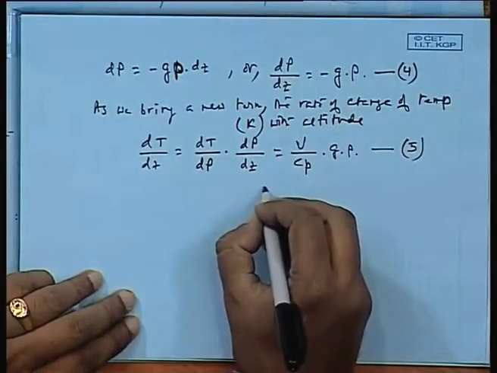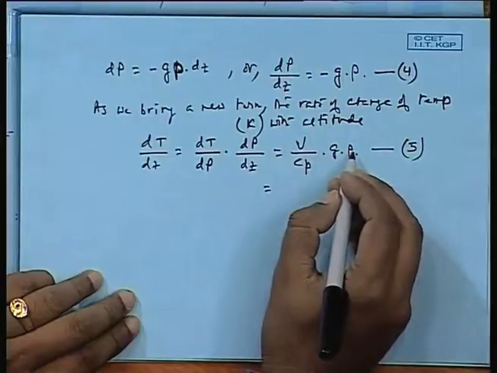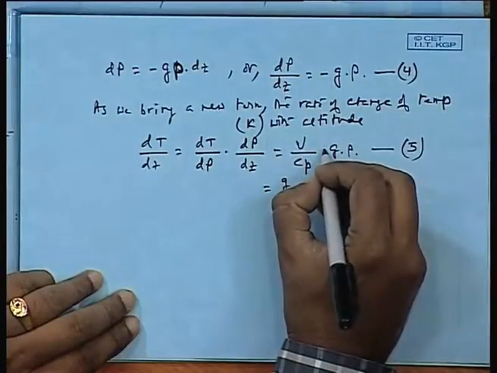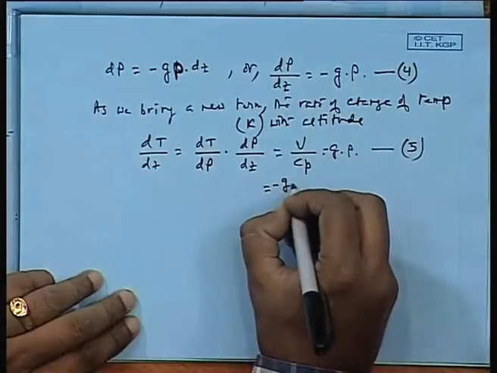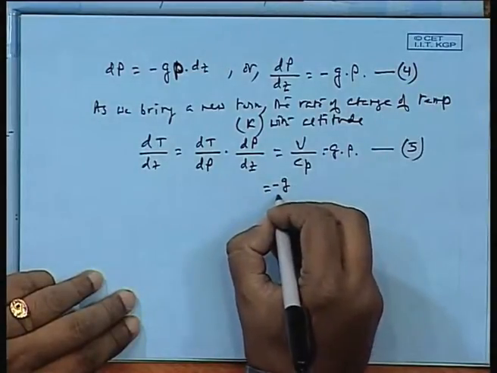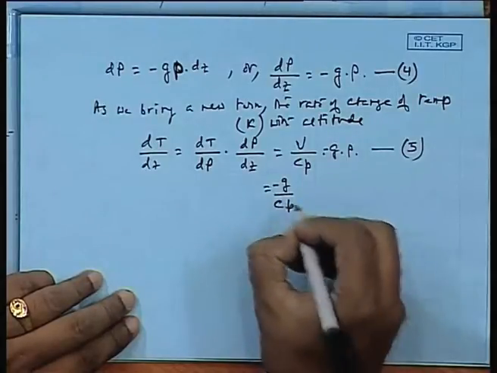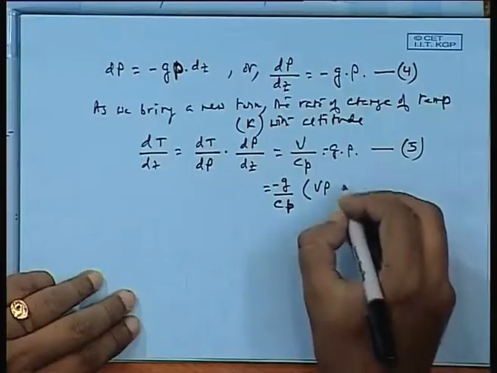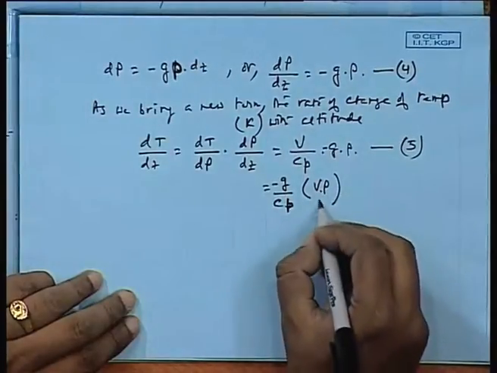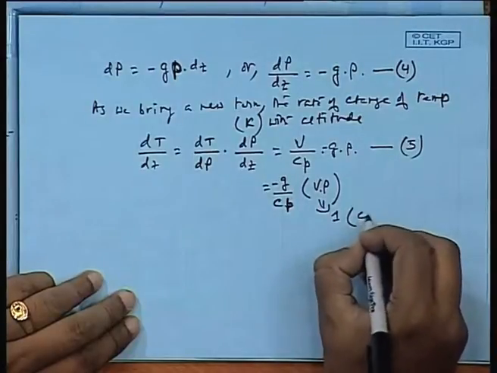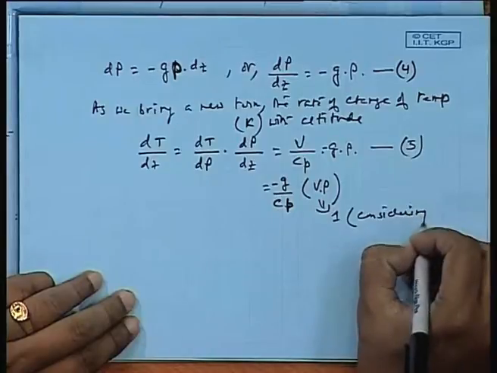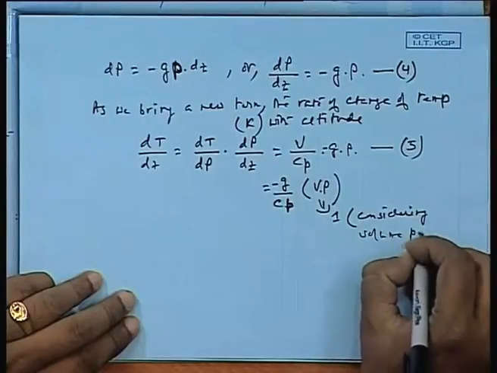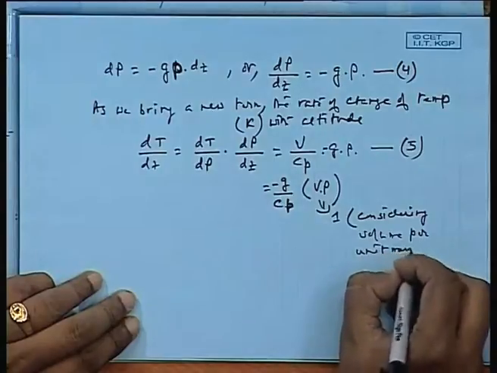So if it is now, as you can see, this is v into rho here. There would be a minus here, this minus g by cp, this is minus g divided by cp, because this one, v into rho, is essentially 1, if we are considering unit volume, considering volume per unit mass.